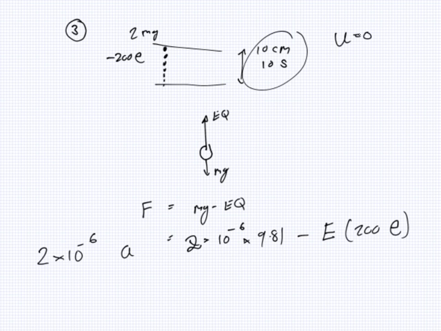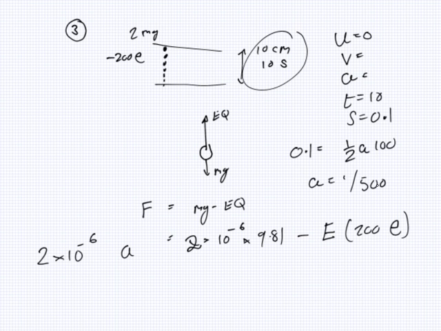So U is 0, V I don't know, A I don't know, T is 10, S is 0.1. What will give me the A? S equals UT plus a half A T squared, which is 100. So that's 50. Yeah, so that's 1 over 500, is it? 50, yeah. A is 1 over 500.